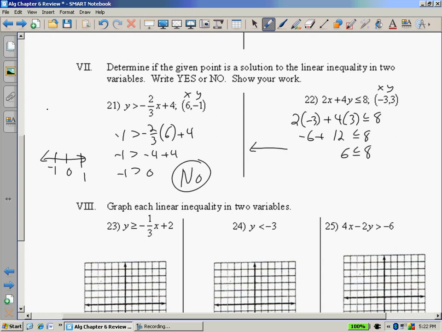Let's check that out as well. 6 would be here, 8 here. Is 6 to the left or on top of 8? Well, yes, 6 is to the left of 8 on the number line. So this is true, so we write yes.